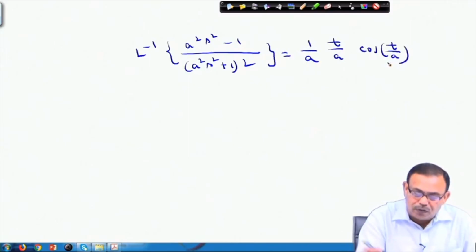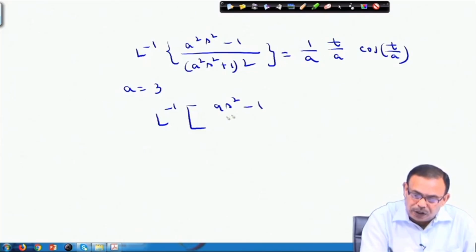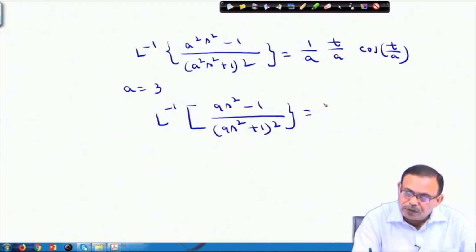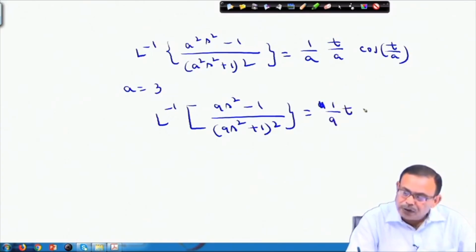Now, put a equals 3 in this. So, you will get Laplace inverse of (9 s square minus 1) by (9 s square plus 1) whole square, and here it becomes 1 by 3 into t by 3 into cos of t by 3.